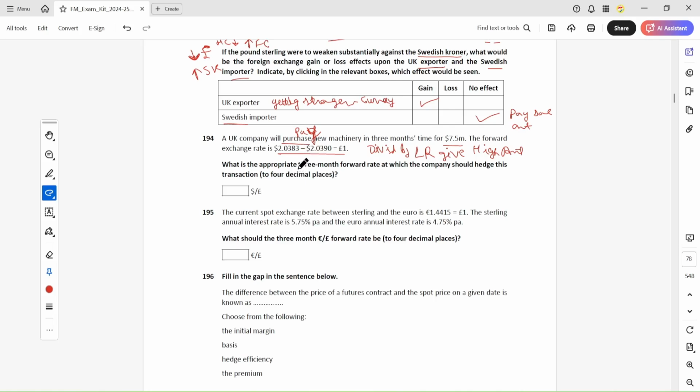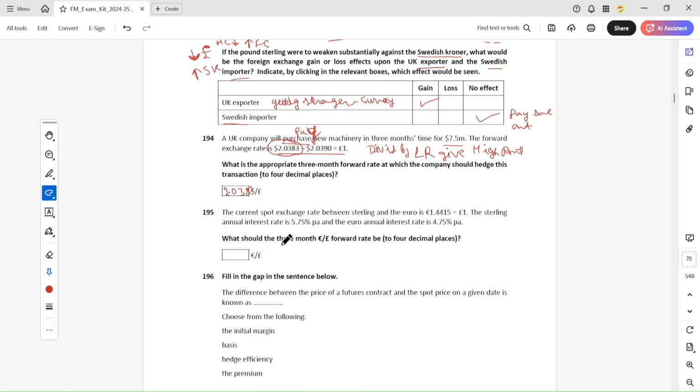So when we pay, we divide by the lower rate so that the amount is higher. But when we receive, we divide by the higher rate. We already studied this during our lectures. So which rate should we choose? This one. Okay, 2.0383.